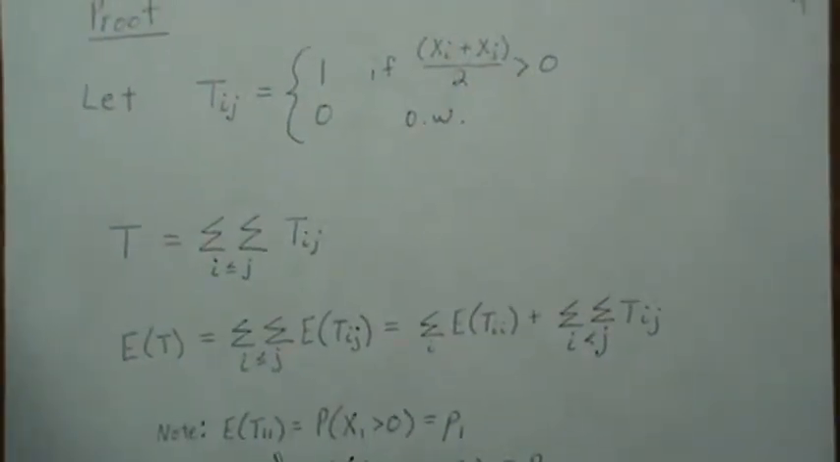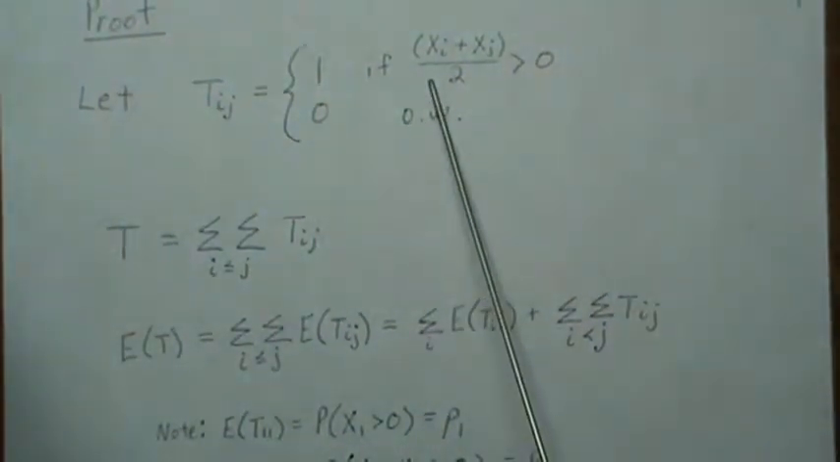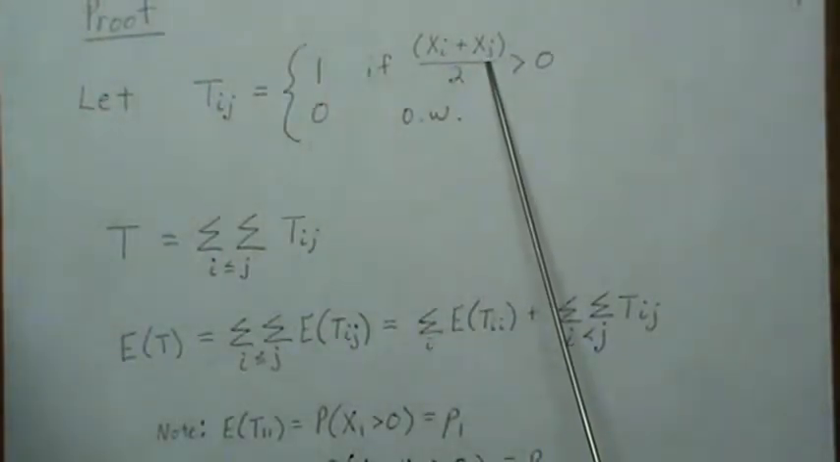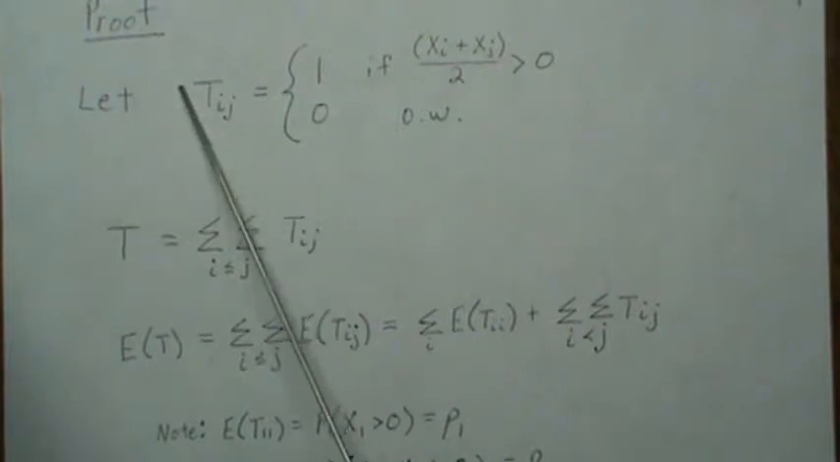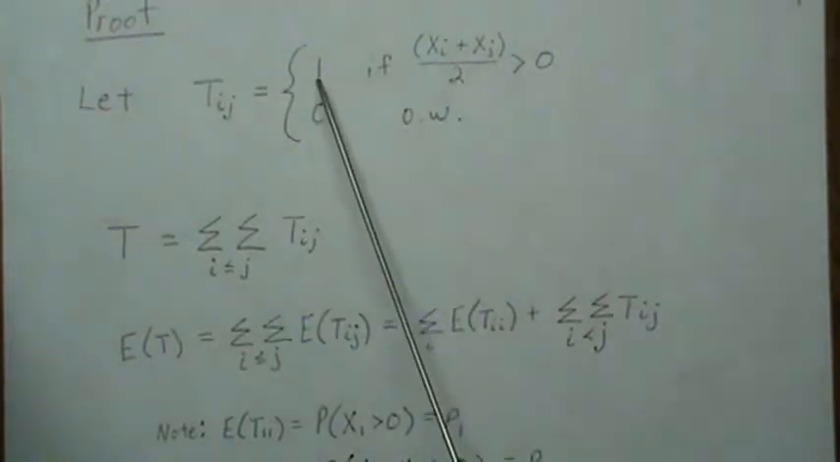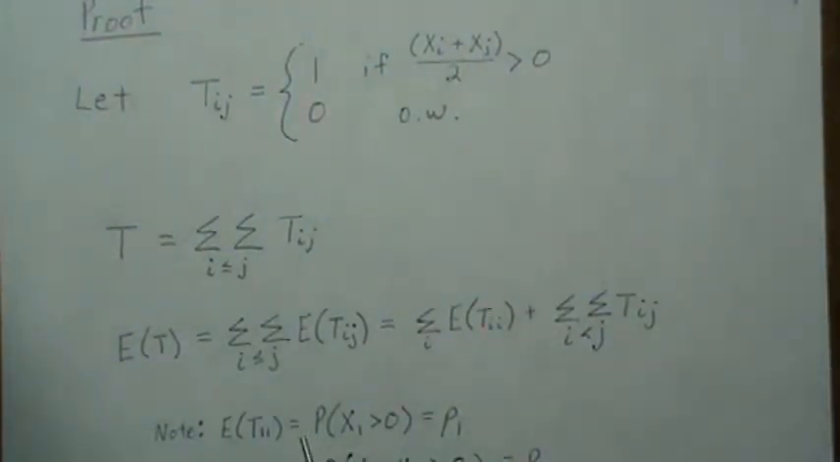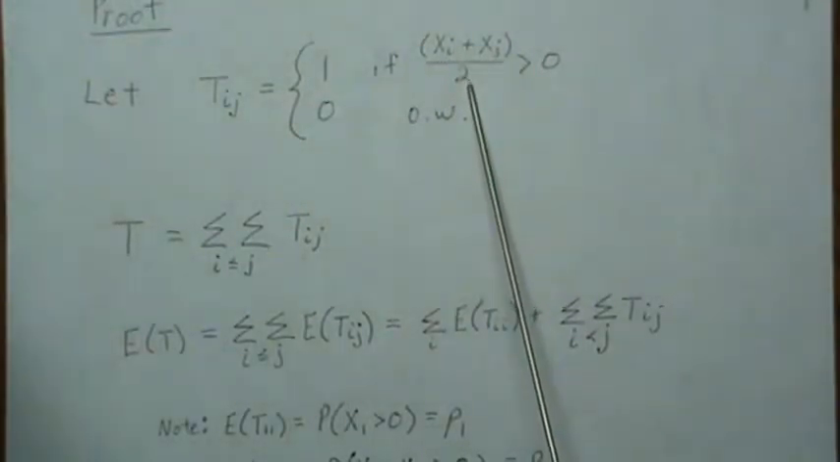Now to note that T11, up here, it says that T is X1 plus X1 over 2, so really that's X1 greater than 0. So the expectation of T11 is 1 times the probability of observing the 1, which is the probability that X1 is greater than 0. Well, that's this right here, and we call that P1. Now this one, that Tij, so that means that Xi plus Xj over 2 is greater than 0.